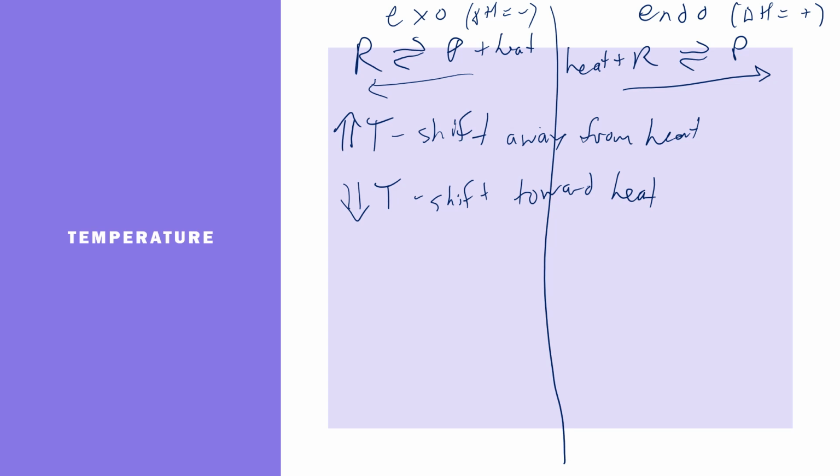Now, in my second type of stress, if I decrease the temperature, that means it's too cold, so we need to go toward the heat. So in an exothermic reaction, it will go towards the products, but in an endothermic reaction, it will go towards the reactants.